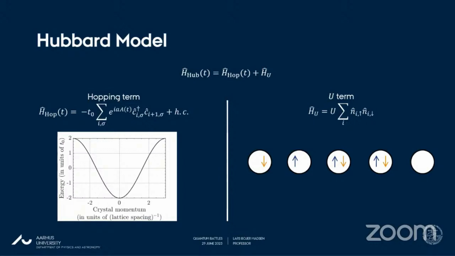And if you transform into crystal momentum space, you can easily diagonalize this one. It will give the Bloch band. And then you have the correlation term over here, which counts the number of electrons on a particular site. If you have 2 electrons on a site, you have to pay a price in energy, U, right? So if U is big, it's not good to be here, right? You want to distribute the electrons.